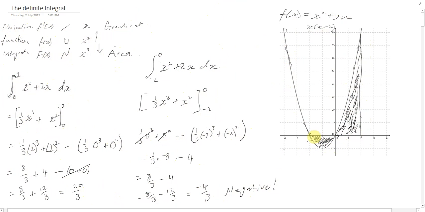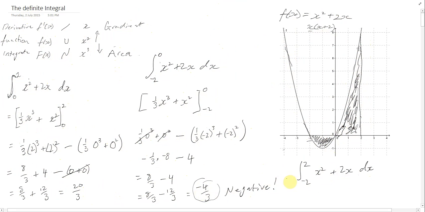So if we had done the integral all the way from -2 to 2 of x squared plus 2x dx, our answer would be this big area take away this little area. So it wouldn't have been correct. We would have needed to put it into 2 parts if we wanted to find the total area, because we would have had to make this negative bit a positive bit.